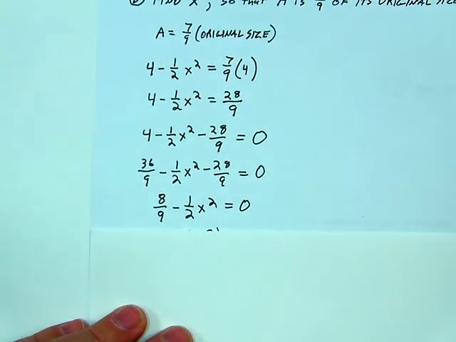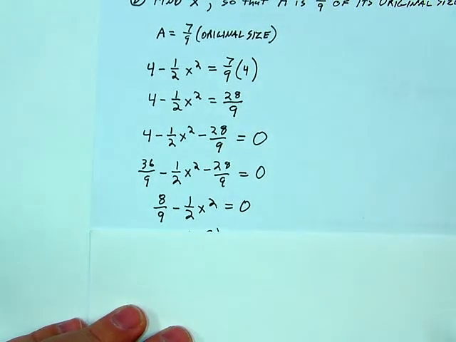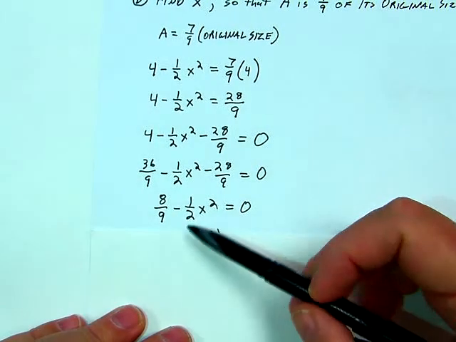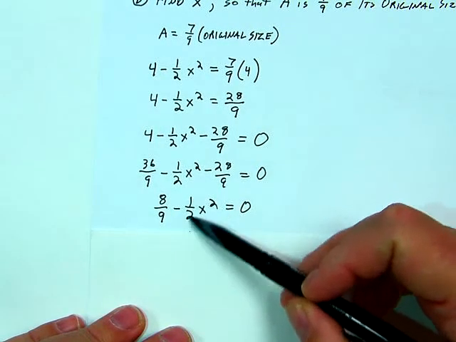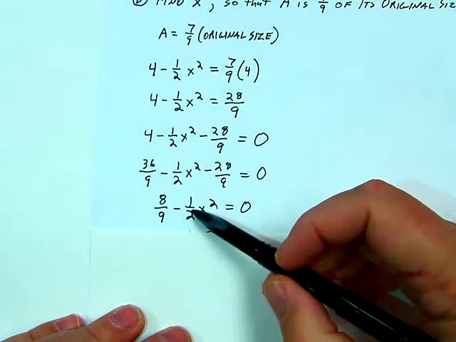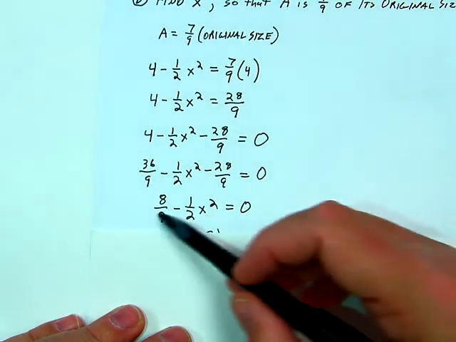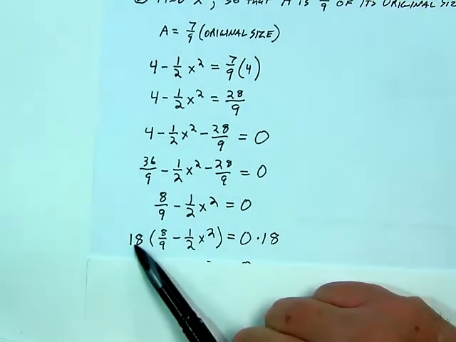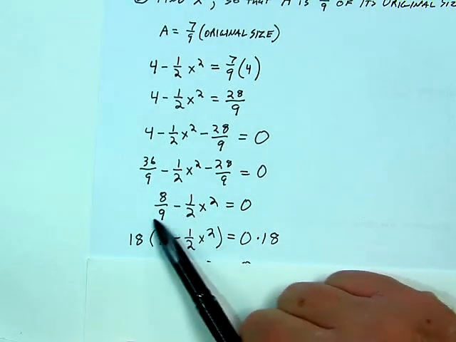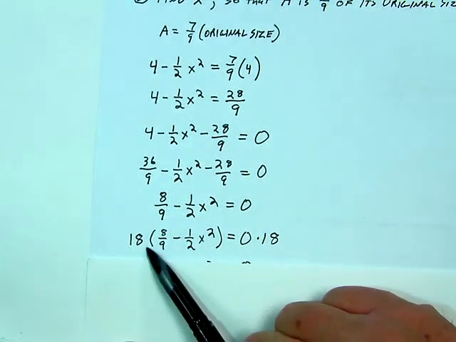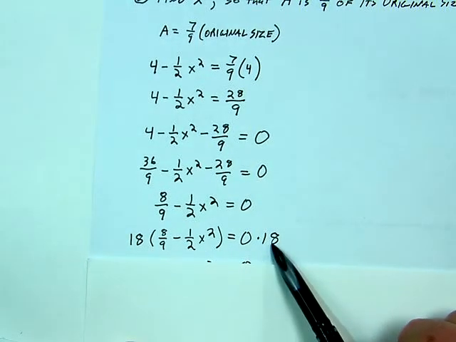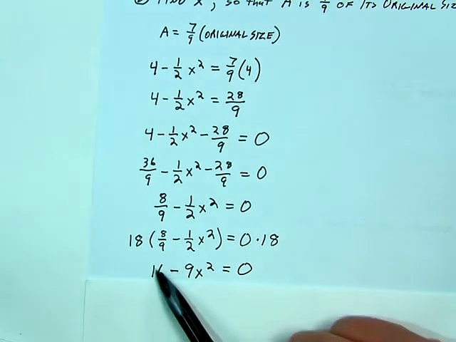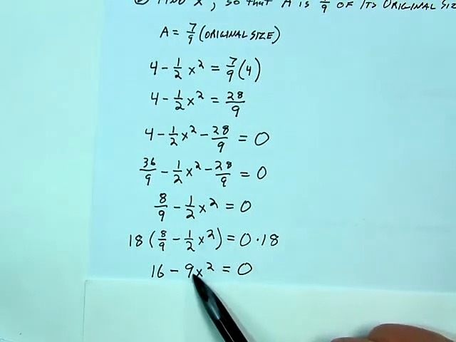And I look at this, and I say, well, it could be a difference of squares, but it isn't. There's no real square root of that that makes sense as an integer. So I'm going to get rid of my fractions by multiplying by 18 on both sides. 18 is the least common denominator of these two. Well, 18 times 0 on the right-hand side just leaves me with 0. 18 times 8/9 gives me 16. 18 times negative 1/2 x squared gives me 9 x squared.